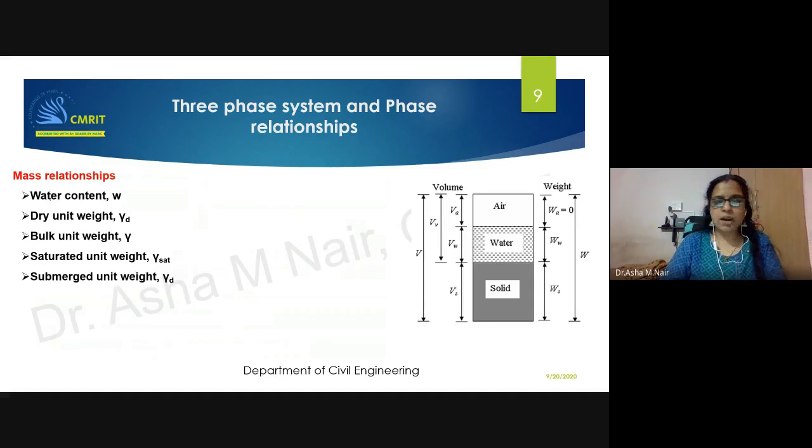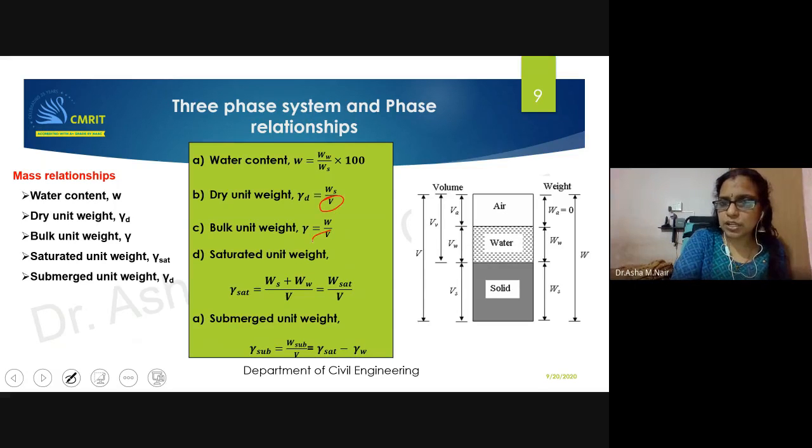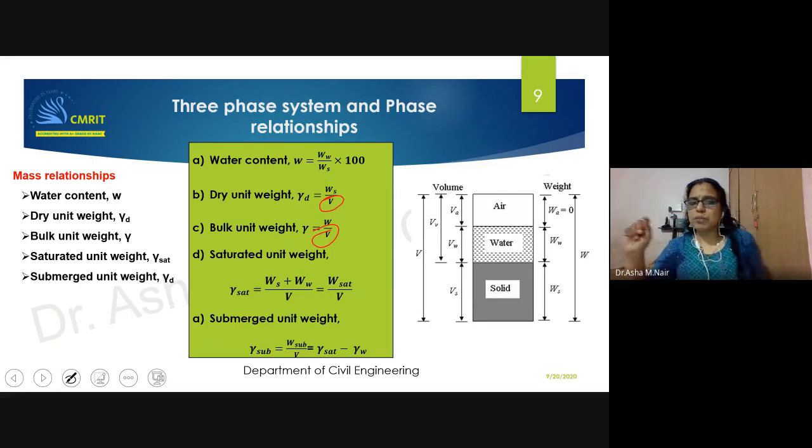Now coming to the mass relationships, the mass relationships that you are having is Mw divided by Ms. Dry unit weight is equal to Ms by V. Bulk unit weight is equal to W by V. Here, you have to be very, very careful with respect to the denominator, because the denominator for the dry unit weight as well as the bulk unit weight is same, that is V.